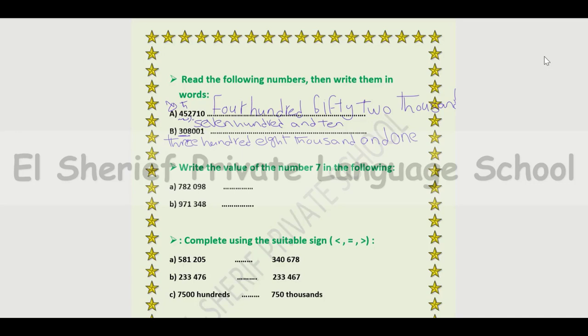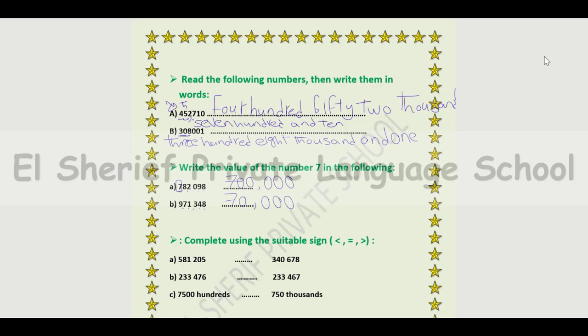Another exercise, write the value of the number 7 in the following. To write the value, we must record the place value of 7. So we have units, tens, hundreds, thousand, 10,000 and 100,000. So 7 in 100,000 equals 700,000. Letter B, units, tens, hundreds, thousand, 10,000. So 7 in 10,000 equals 70,000.